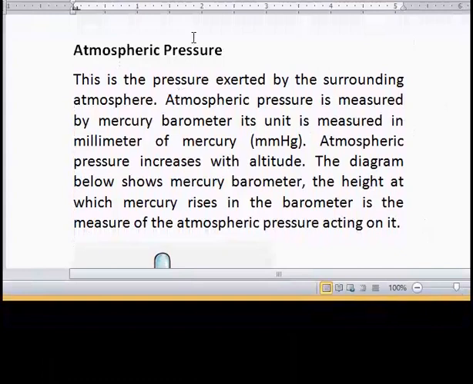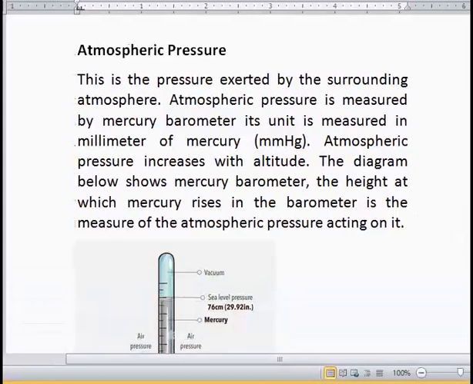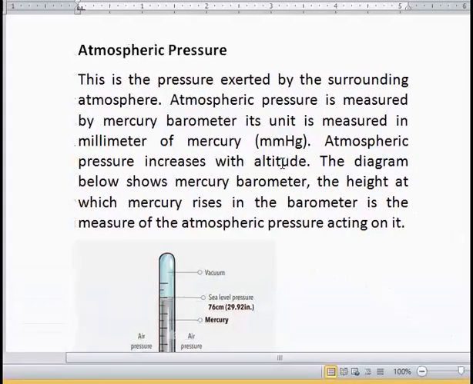So this time around, we are looking at atmospheric pressure. What is atmospheric pressure? Atmospheric pressure is the pressure exerted by the surrounding atmosphere. Of course, in the atmosphere there is air. Air is what we see around us. The entire atmosphere is made up of air, and air is a mixture of gases, and these gases exert pressure, and such pressure is what is known as atmospheric pressure.